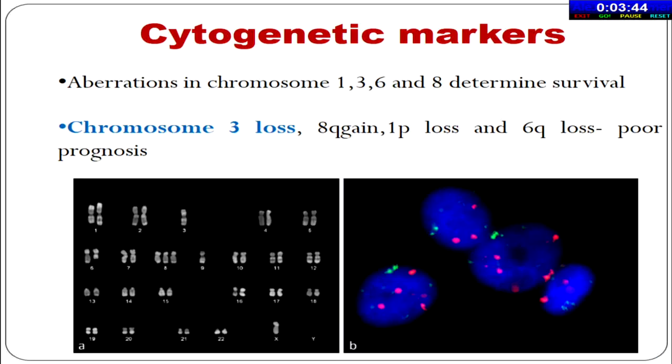Cytogenetic markers have also been used to determine prognosis, like aberrations in chromosome 1, 3, 6, 8. But most important is chromosome 3 loss. It is also known as monosomy 3, where there is complete loss of one allele of chromosome 3. As you can see in this chromosomal analysis, there's only one allele, and this is FISH. By FISH on fresh tumor tissue as well as formalin-fixed paraffin sections, it can be done. This is a disomy, both alleles are present. In this particular cell also, both alleles are present, but in this particular cell there's only one allele. So this is monosomy 3, an important prognostic parameter.